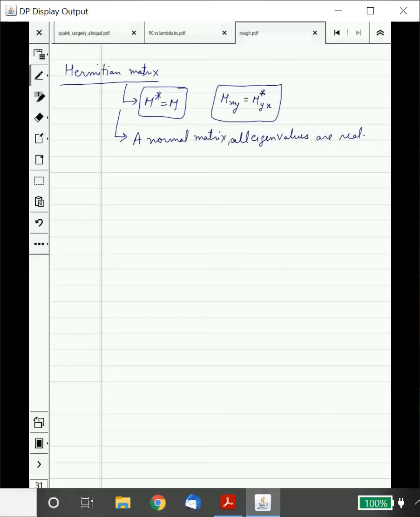These two might look very different, but again, we will see the power of spectral decomposition. We know that M is the summation of lambda_i |xi><xi|. This implies that M star is the summation of lambda_i star |xi><xi|. This tells us that M is equal to M star if and only if lambda_i is equal to lambda_i star, implying the lambda_i's are real. Spectral decomposition gives a very short proof that these two things are equivalent. Notice that M star equal to M implies M is normal.